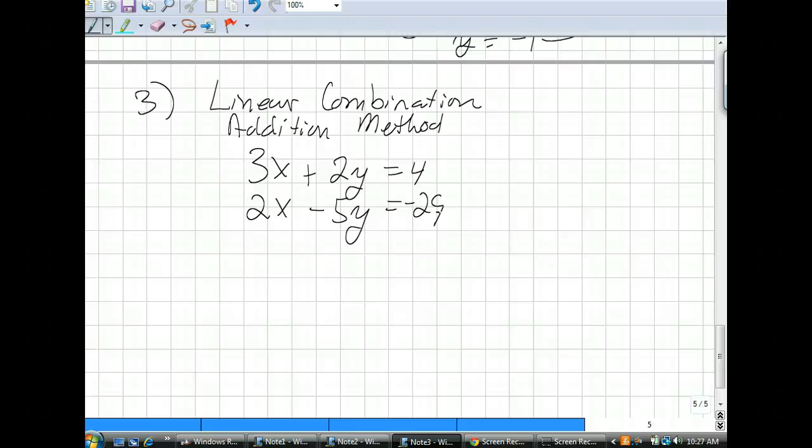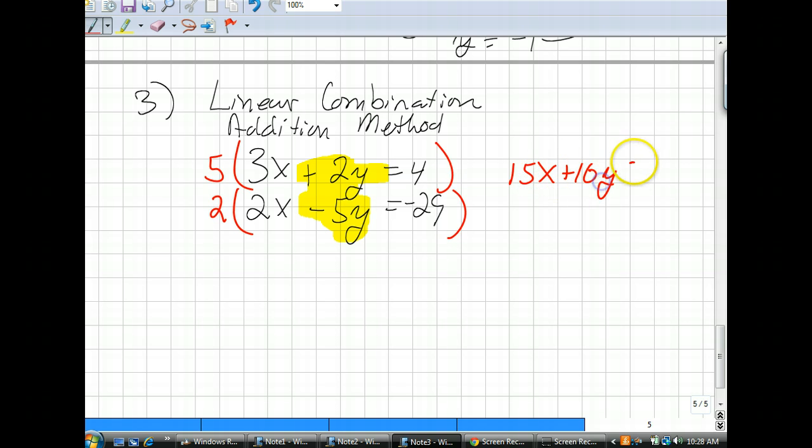So the goal here is to take one of the variables and get the coefficient the same number but opposite signs. And I notice here that the y's are already opposite signs. So if I multiply this whole equation by a +5 and this whole equation by a +2, I get this. 15x plus 10y equals 20, and I get 4x minus 10y equals -58.